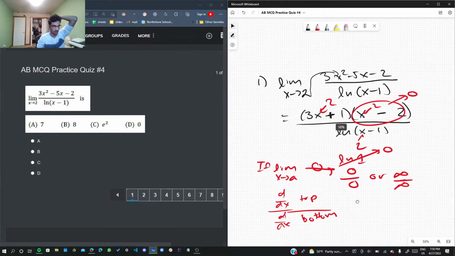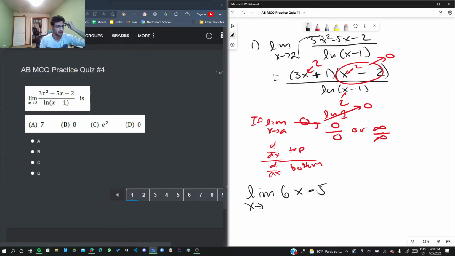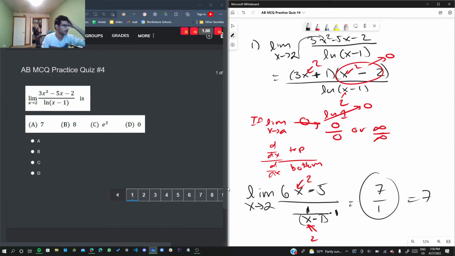So here, what I'm going to do is take the derivative of the top. So the derivative of the top is 6x minus 5. I'm just using, I forgot what that rule is again, power rule? Yeah, just using power rule there. And the derivative of the bottom is just 1 over x minus 1, the derivative of natural log, right? And then technically it's chain rule, you multiply by 1 because this is the inside function, but that's very trivial. So then now we plug in 2 into there, 2 into there. You just do this arithmetic, 7 over 1. So this is 7. So answer is A.